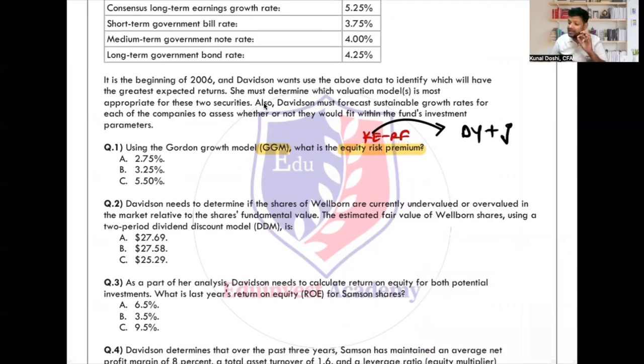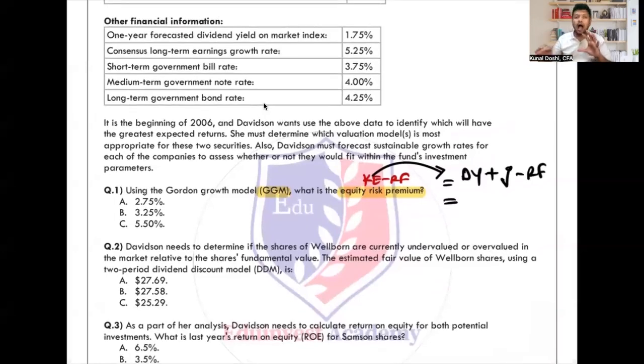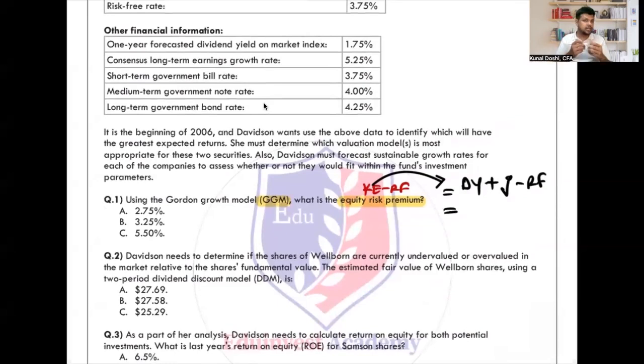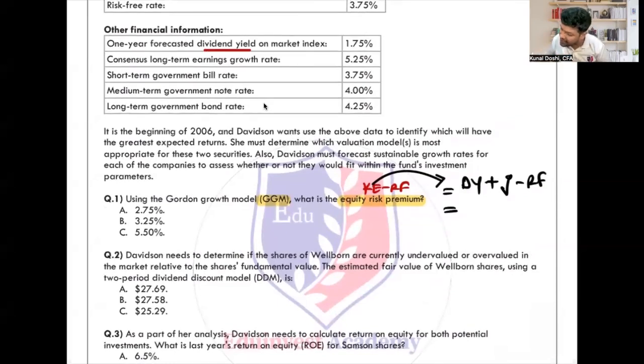These are the cost of equity components. From this, I have to subtract the risk-free rate. Then I get the equity risk premium. So dividend yield, ideally, if you look at all the information, you will have to read all the information and you'll have to hunt. But just because I've gone through the case study, I can tell you the information is here. 1 year forecasted dividend yield on the market index. Now, this is going to be my forecasted dividend yield already.